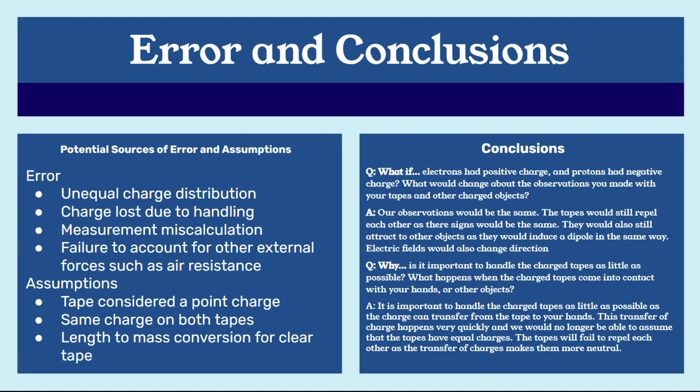If the charges of electrons and protons were inverted, our observations would have been the same. The tape would still attract other objects, as it would still induce dipoles. Electric fields would be in the opposite direction, though.